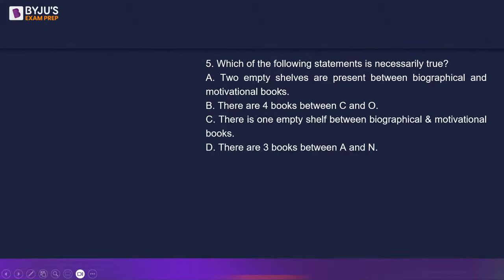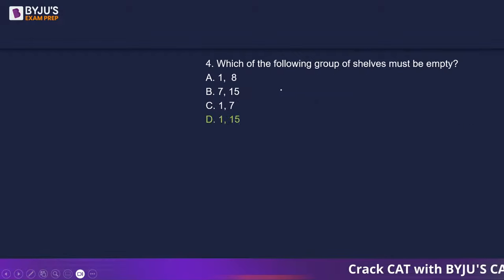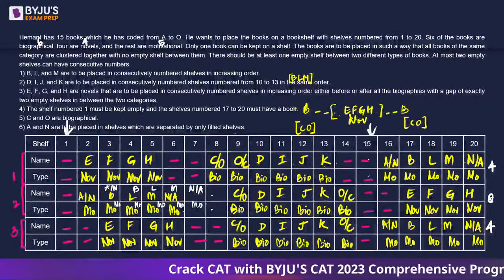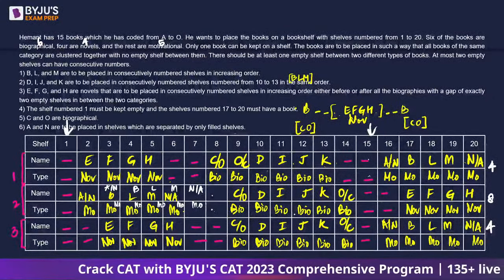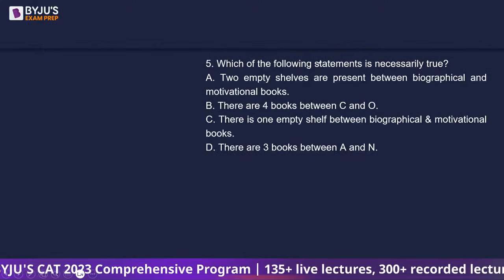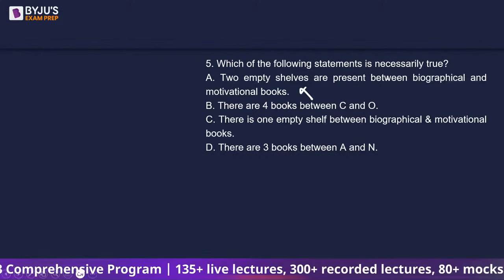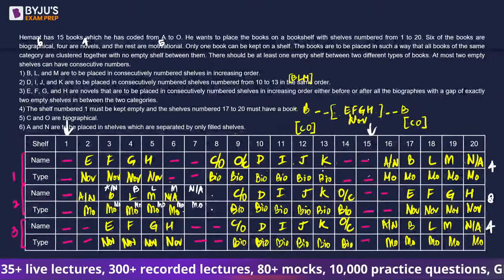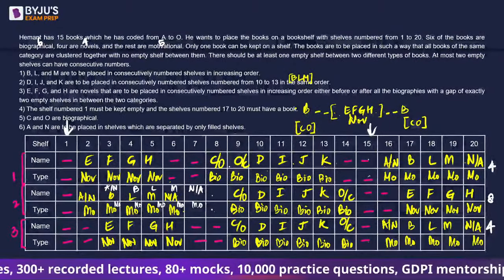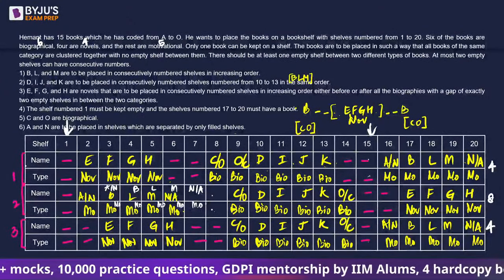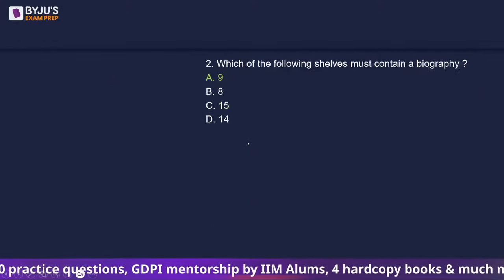Which of the following statements is necessarily true? 2 empty shelves are there between bio and motivational. Between bio and motivational, even one shelf can be empty. So this is not true. There are 4 books between C and O. There may be 4 books between C and O, there may be 0 books between C and O. If you look into case 1, this is also not true.